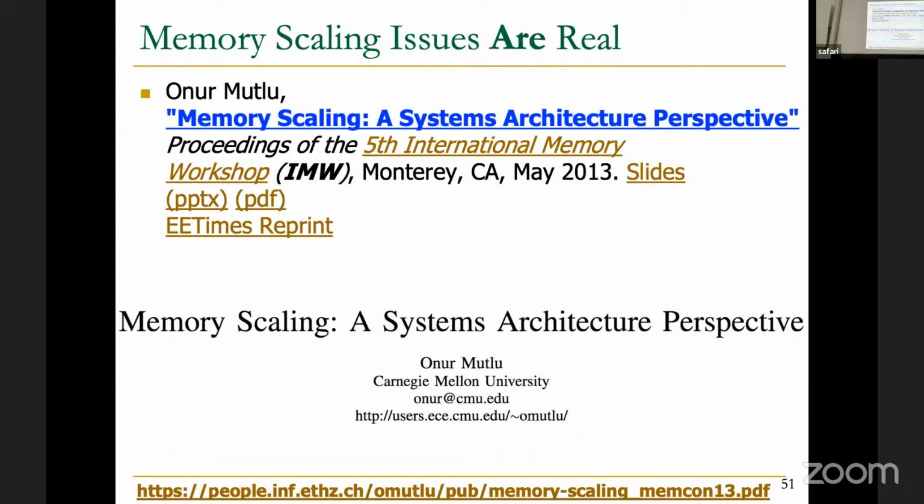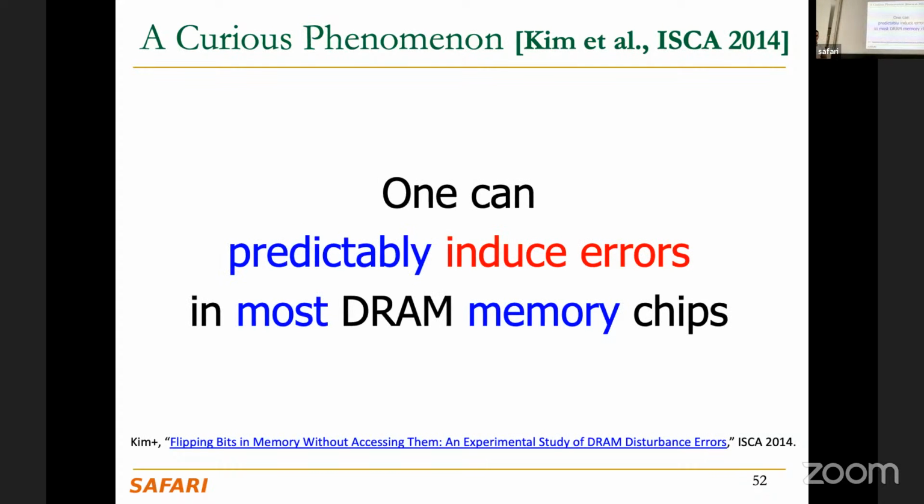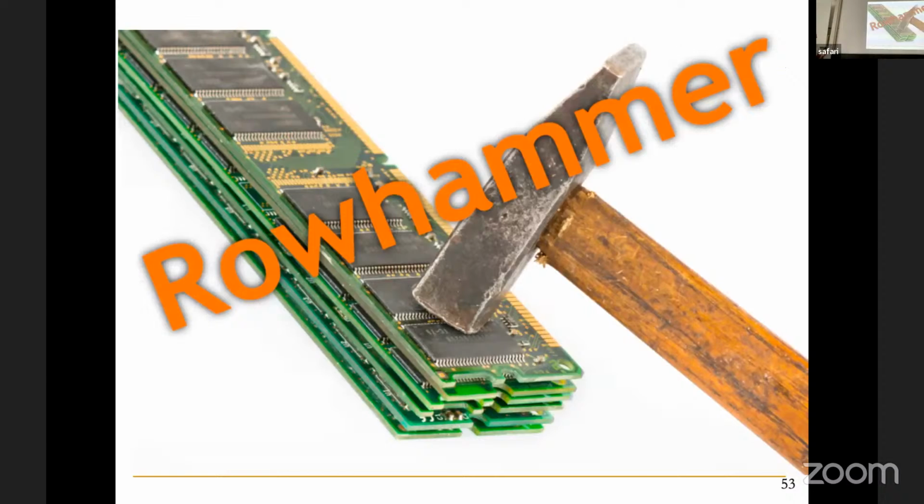So I'm going to do a quick detour to talk about these memory scaling problems that I briefly mentioned. Again, the problem that we have here is that we are packing more and more transistors inside a memory package or a memory chip itself, and this is creating some reliability problems. So there is this curious phenomenon that current DRAMs or current memory systems face, that one can predict or induce errors or bit flips in memory chips themselves by doing what is called a RowHammer attack.